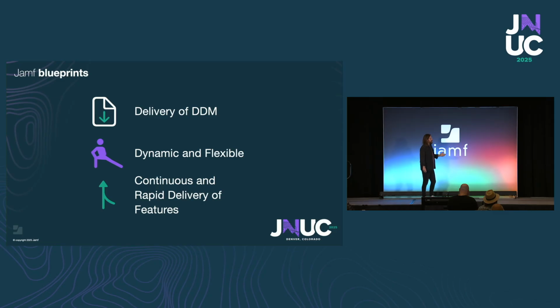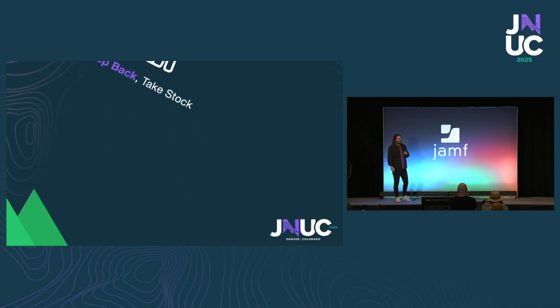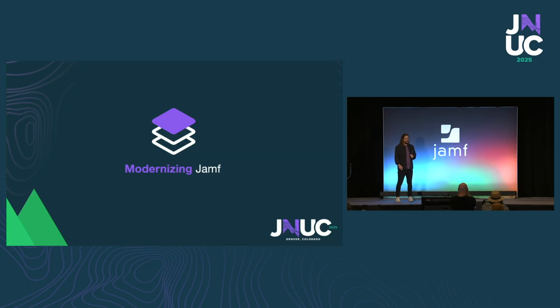So Jamf Blueprints, let's just wrap that up in terms of what it is. It's our delivery of DDM. They're dynamic and flexible, and they allow us to be continuous and rapid with our feature deployment. Now that's quite a statement to make, right? I've just said they provide continuous and rapid delivery of features. Now we can only do that because we've done some things in the background. So I want to share that with you so that you can understand what we're doing and how we can say that statement with quite a lot of confidence.